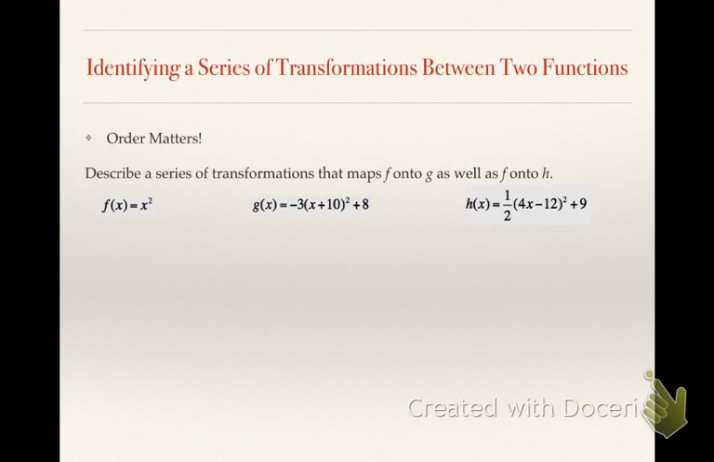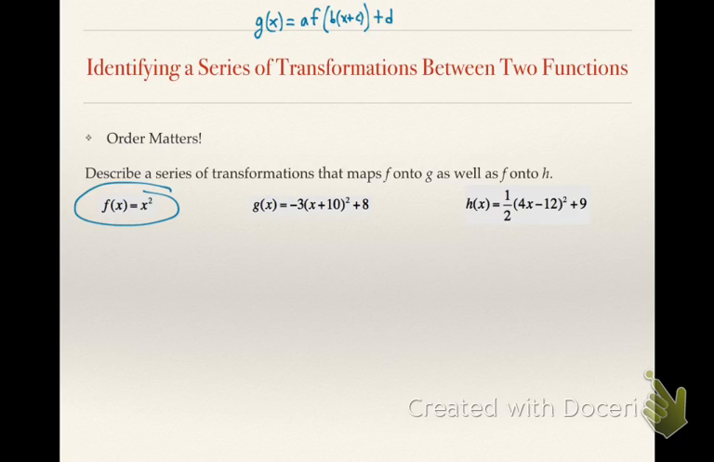Okay, so now we're ready to identify a series of transformations between two functions based upon horizontal and vertical transformations. We're going to be given a function, let's say in general g of x, with some function being multiplied by some a value, and you have b of x plus c plus d. So we're combining vertical and horizontal transformations. Let's start off with the function f of x equals x squared.